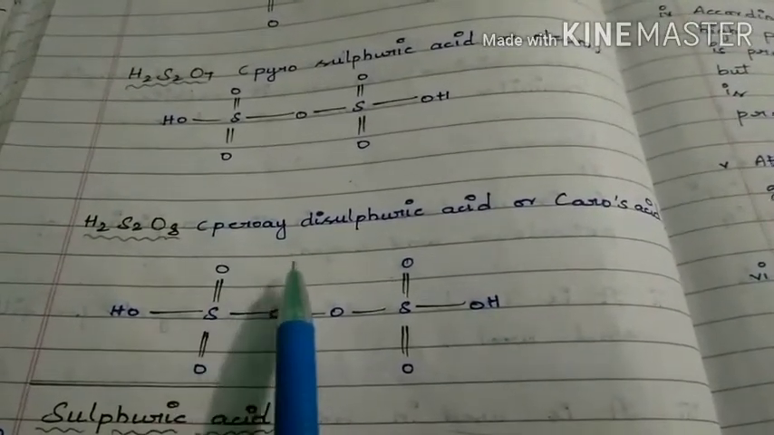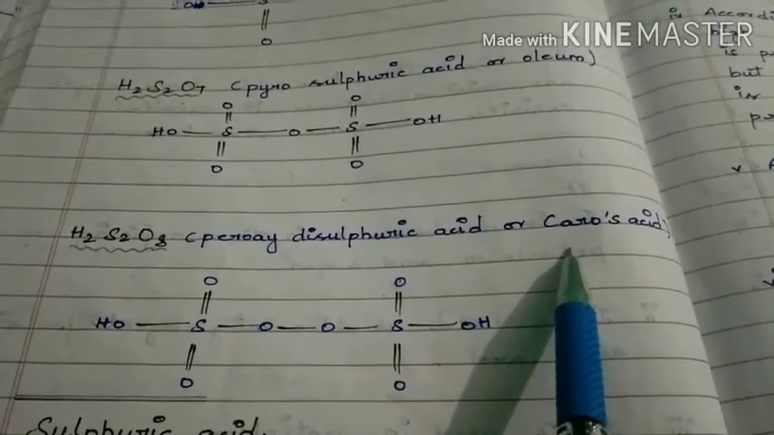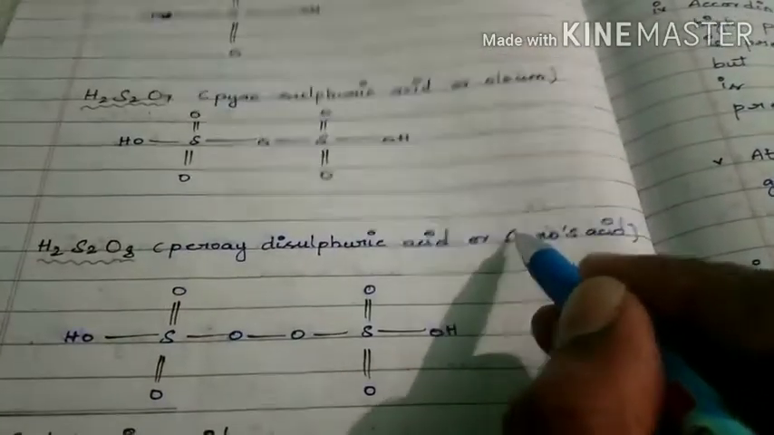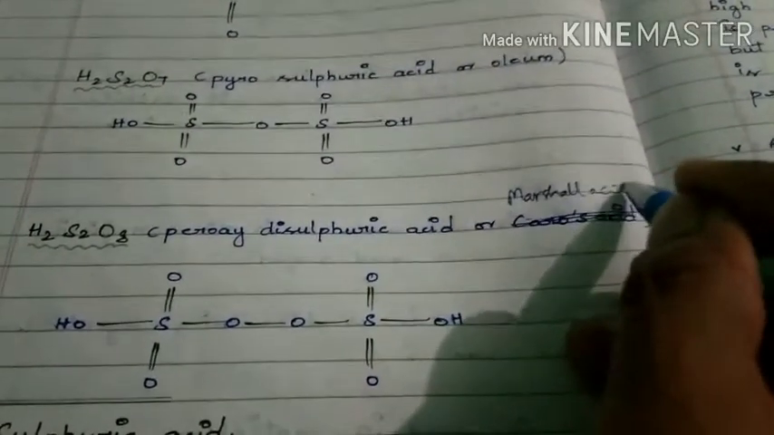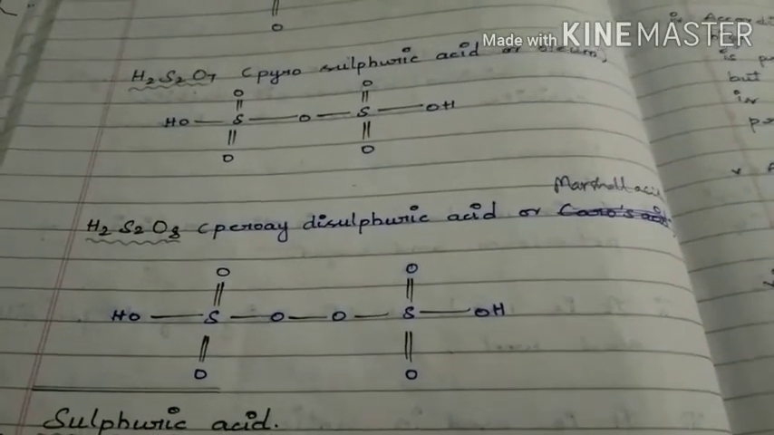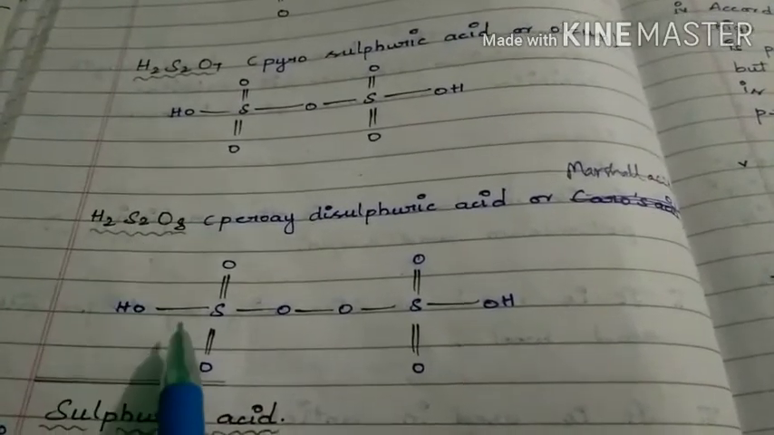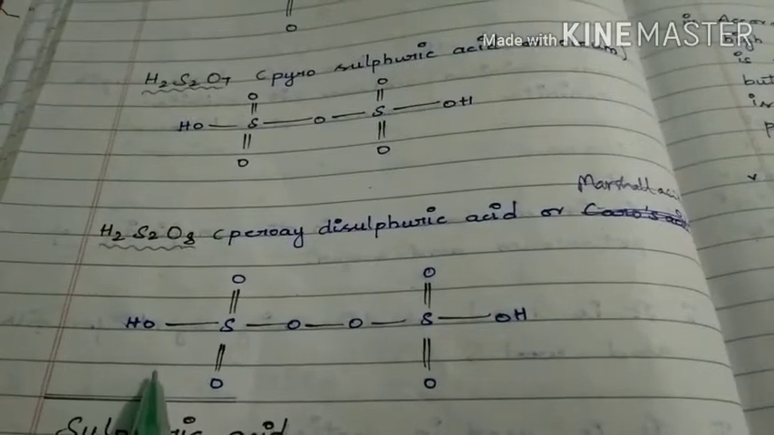Its name is peroxy disulfuric acid. This is also called Marshall's acid. Peroxy disulfuric acid is also called Marshall's acid. Here the central atoms are 2, like pyrosulfuric acid. So first we have to write those 2 central atoms.